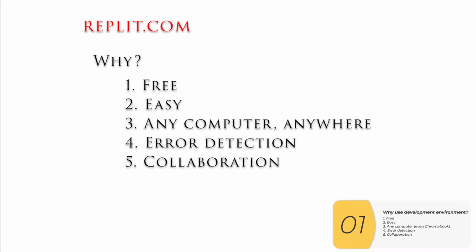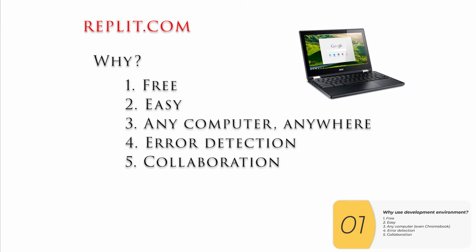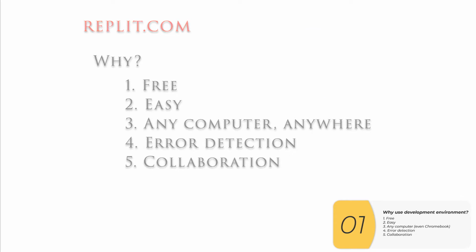The programming environment we're going to use is on replit.com. Why? Well, replit.com is free, it's easy to use, you can do it from any computer anywhere, and that includes Chromebooks. It's got error detection, and it's really easy to collaborate on it.